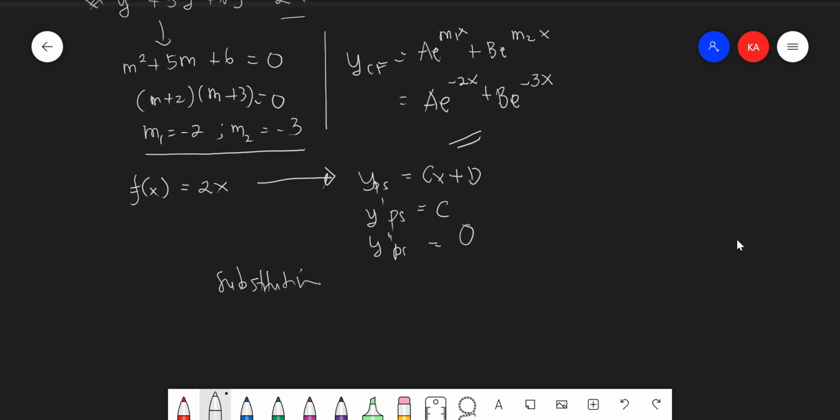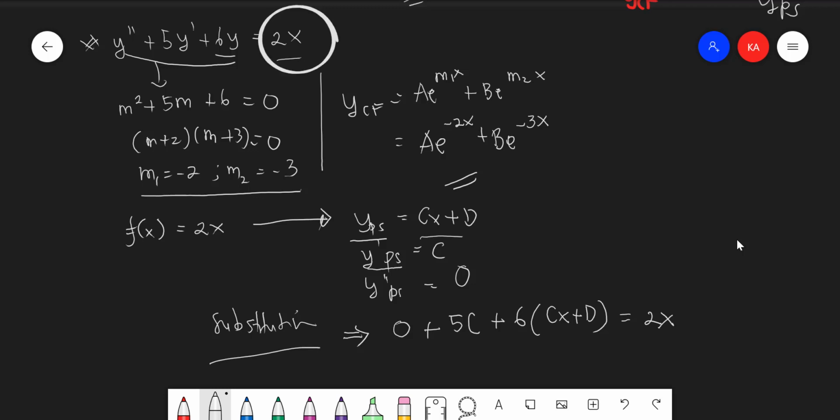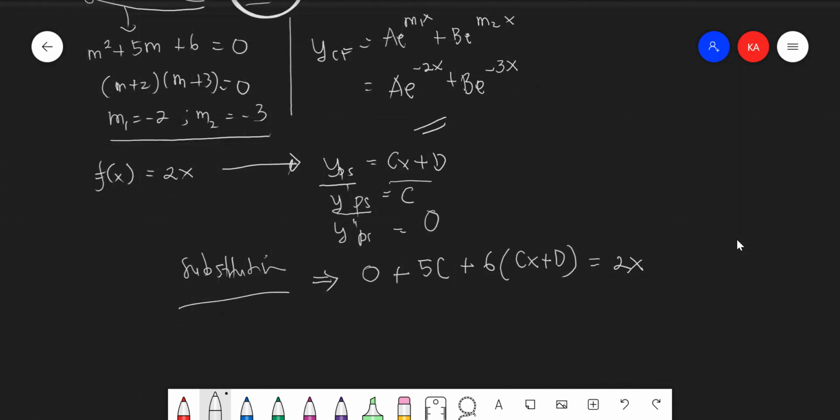So we make substitutions into the equation. The equation is y double prime plus 5y prime plus 6y is equal to 2x. So y double prime is 0, plus 5y prime, so y prime is c, plus 5c, plus 6y, and y is cx plus d, so 6 times (cx plus d), is equal to 2x, because f(x) is 2x. So we find that 5c plus 6d plus 6cx is equal to 2x.